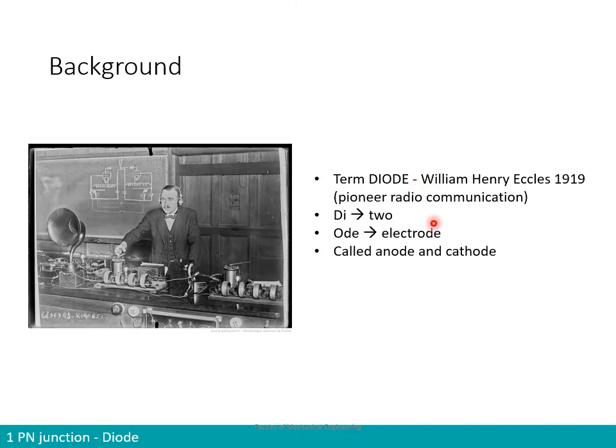Since a component that has two poles, a cathode and anode, is called a diode, what does diode mean? Diode comes from the Greek words di and ode. Di means two, ode means electrode, and the electrodes are called anode and cathode. So that's a bit of background on the term diode.